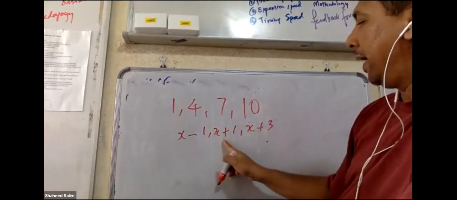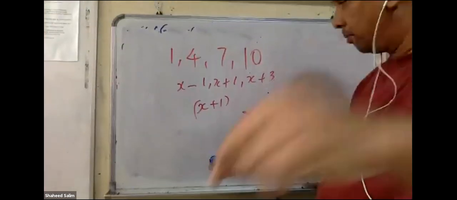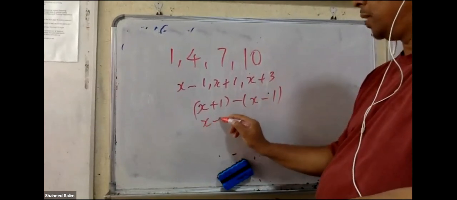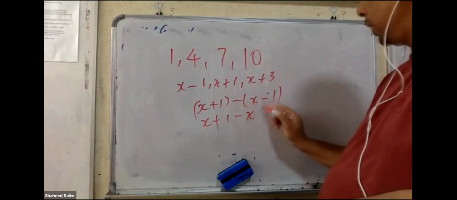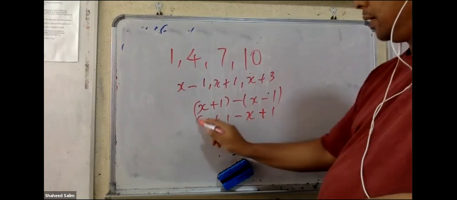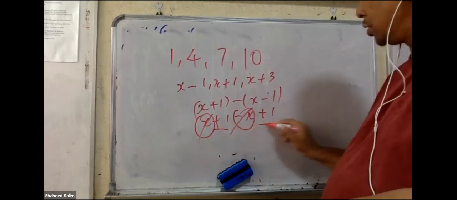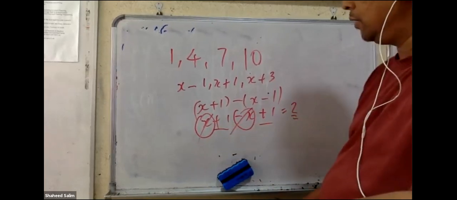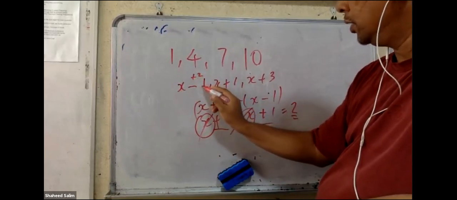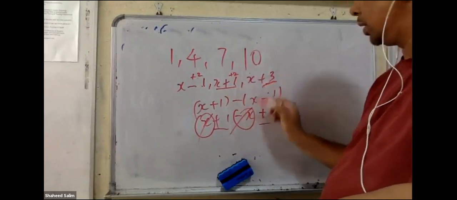So I can take this X plus 1, but remember to put it into brackets. Minus X minus 1. Remove the bracket: X plus 1 minus X plus 1. X minus X, no more X. Plus 1 equals 2. So if I add 2 down here, 2 minus 1 is 1, I get this one. If I plus 2, 1 plus 2, 3, I get this one.